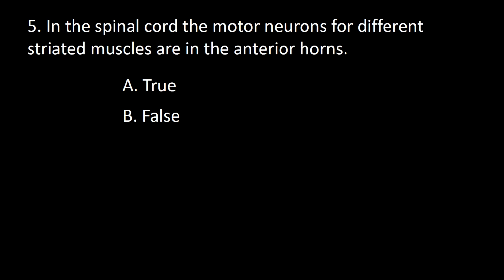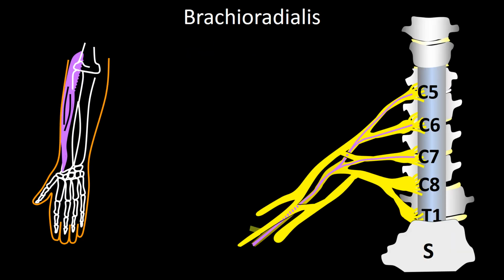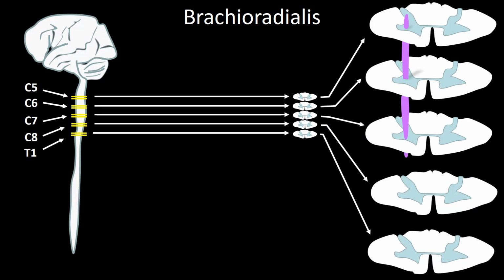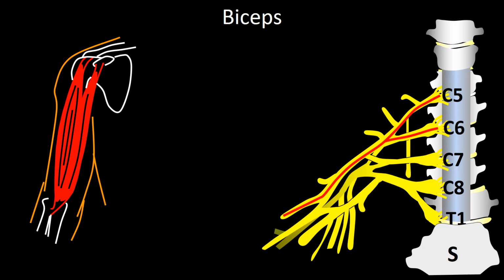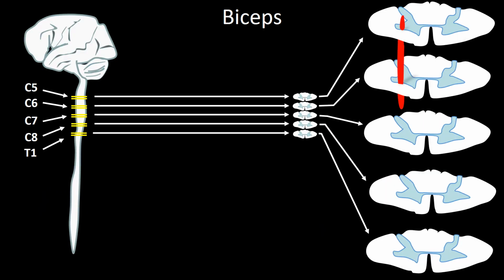Next question. In the spinal cord, the motor neurons for different striated muscles are in the anterior horns. A, true; B, false. Muscles in the body are innervated by motor neurons in the anterior horn of the gray matter of the spine. Nerves for the brachioradialis muscle are clustered in the anterior horn, extending from C5 to C7. Motor neurons for the biceps are between C5 and C6.